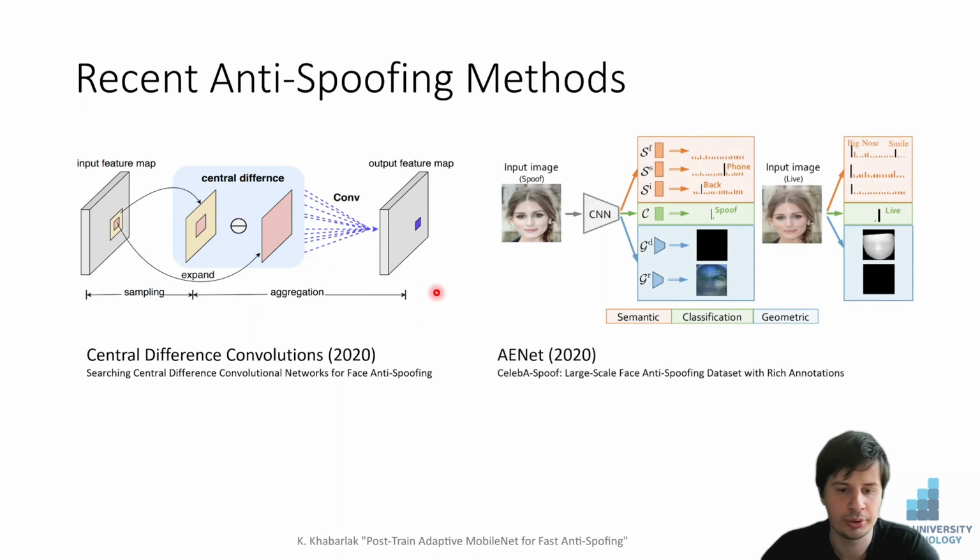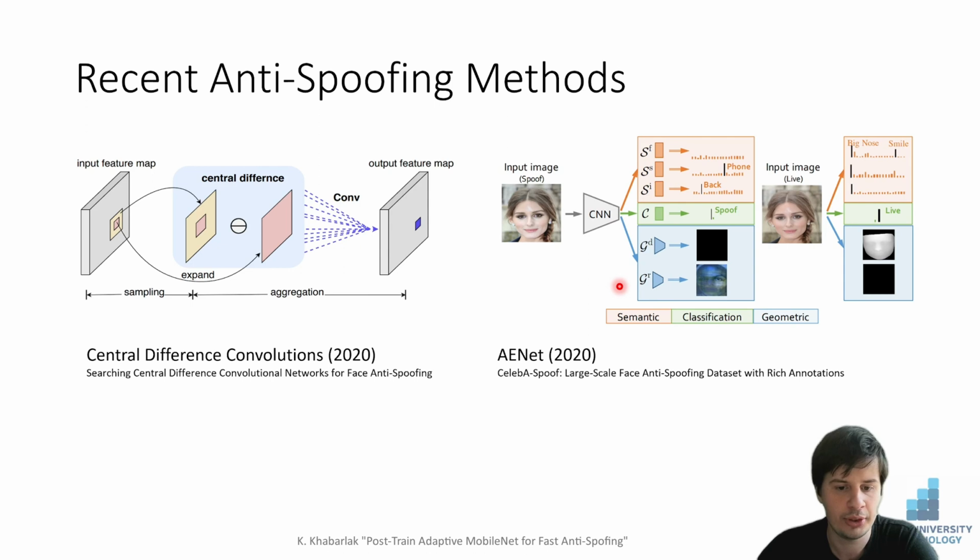Another way to solve this problem is IENet neural network. It is also from 2020, and it is also a neural network that was presented jointly with Cele-based spoof dataset. In this work, we also use Cele-based spoof dataset to train and to evaluate our method. So we have an input image and then a convolutional neural network. This network takes multitask approach and tries to predict face features, also reflection and illumination maps.